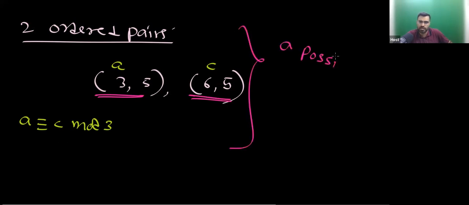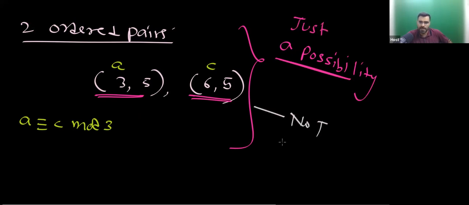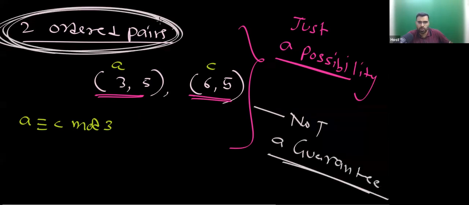This is just a possibility. This is not a guarantee. Because guarantee simply means that with two ordered pairs, you cannot guarantee.